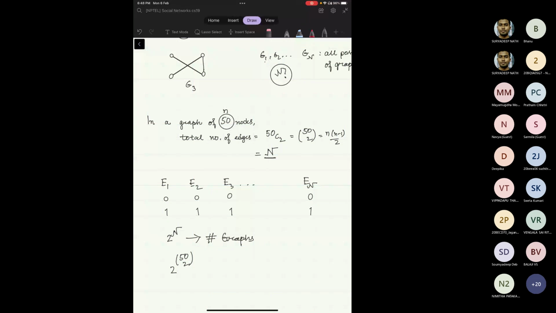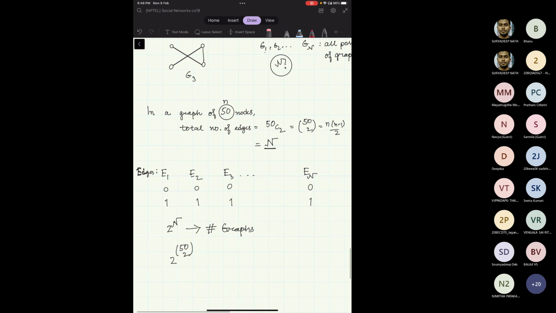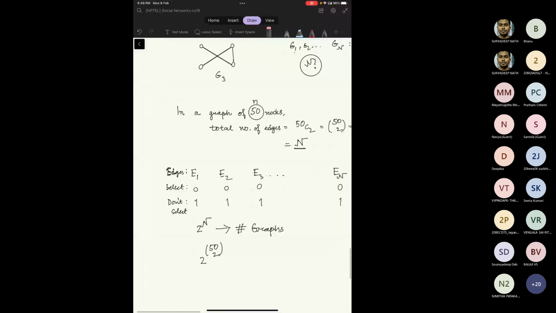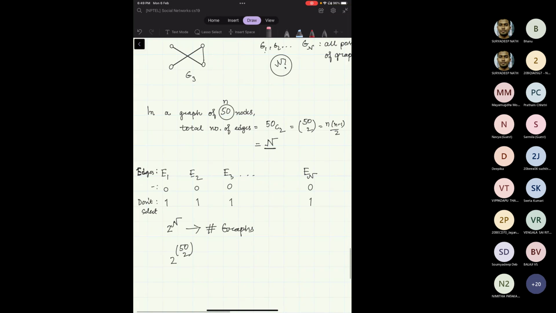Now consider all the capital N number of edges: E1, E2, E3 till E capital N. These are the edges. Now we can have the edges selected or not selected. Sorry, it should be the reverse. Either you don't select it or you select it. So 0 represents that you don't select that edge, and 1 represents that you select that edge.